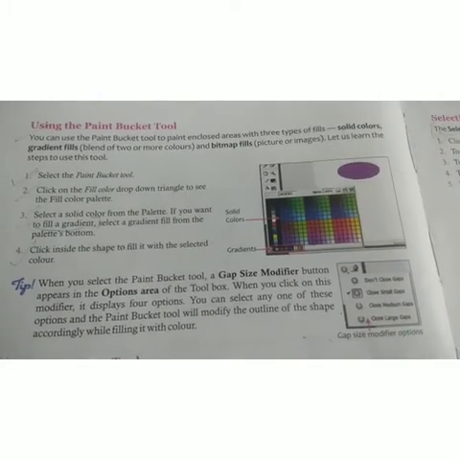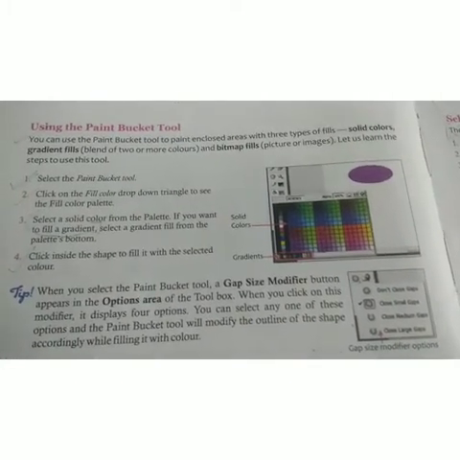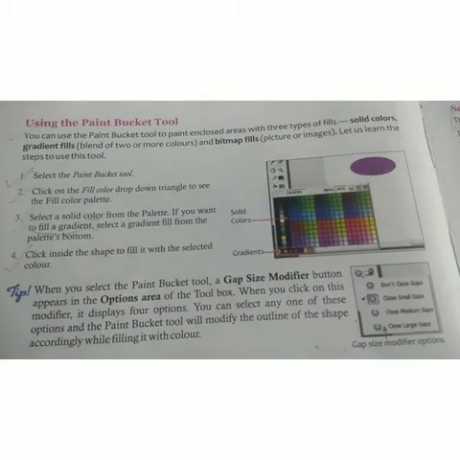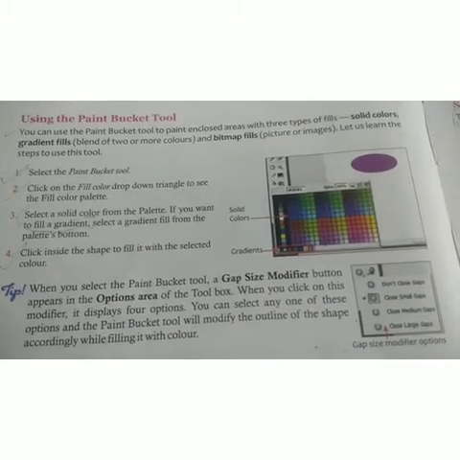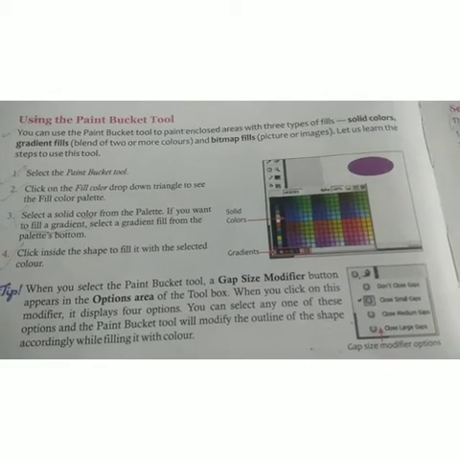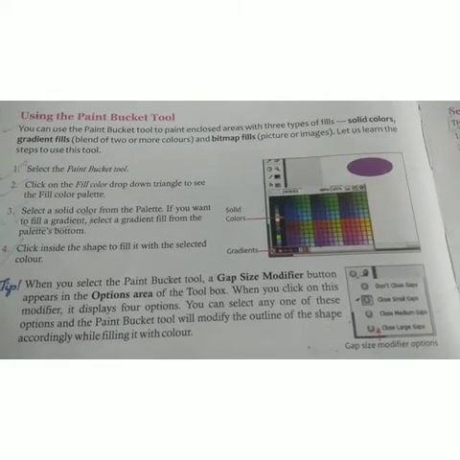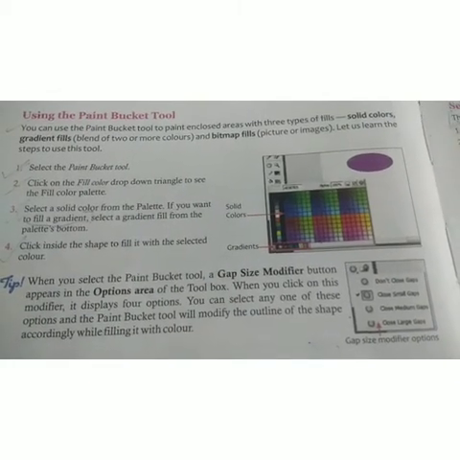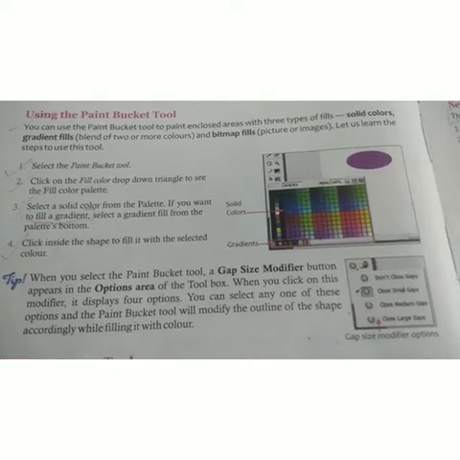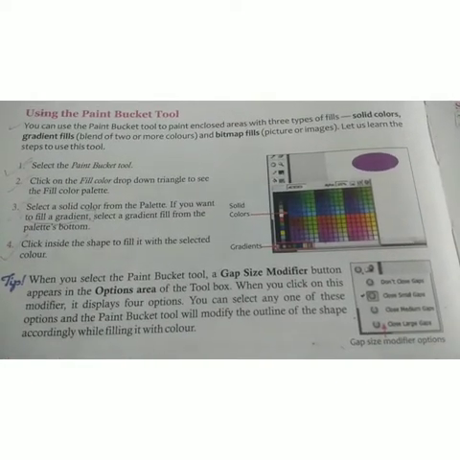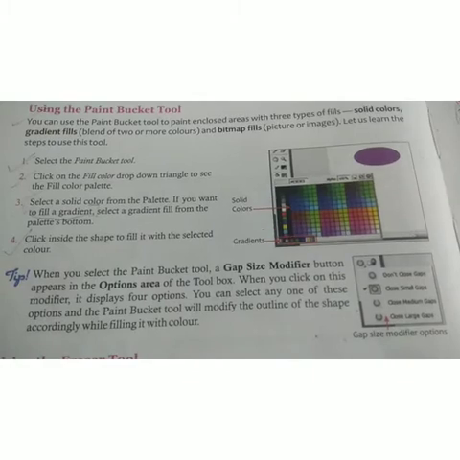Sixth class, today we are going to start a new topic. Your new topic name is using the paint bucket tool. So students, you can use the paint bucket tool to paint enclosed areas with three types of fills. Number first, solid colors; gradient fills, a blend of two or more colors combination; and bitmap fills, so pictures or images included. Okay, so let us learn the steps to use this tool.